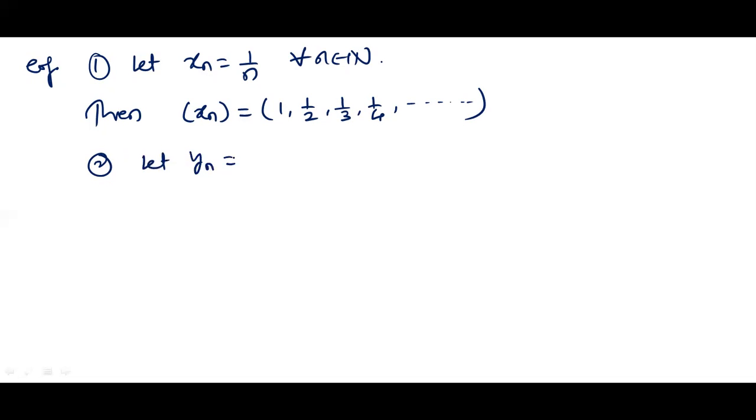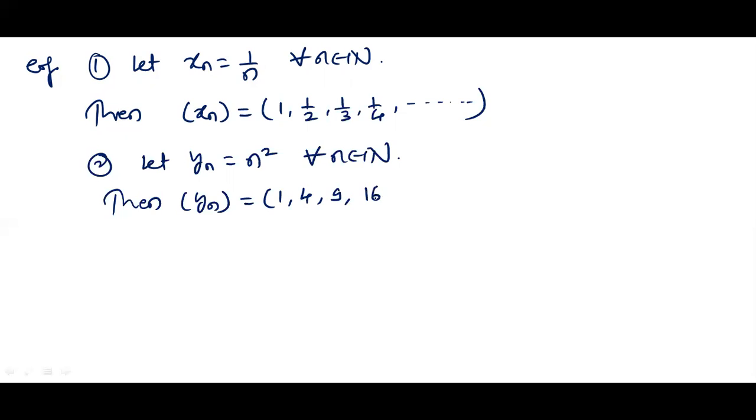Suppose yn is equal to n square for all n belonging to N, then the sequence yn is a sequence whose first term is 1, second term is 2 square, 4, third term is 3 square, 9, fourth term is 4 square, 16, and so on. Let's see the next example.